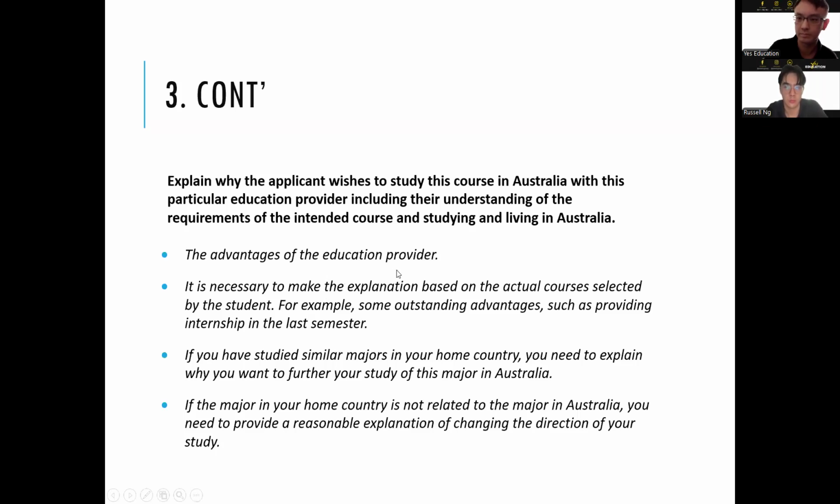First of all, you need to talk about the advantages of the education provider. It is necessary to make the explanations based on the actual courses selected by the students. That means you don't generally talk about a master of something or a bachelor of something. You need to talk about the bachelor of something or the master of something. And it's better to talk about the detailed curriculum, even the name of the courses, even the name of the subjects. That might help.